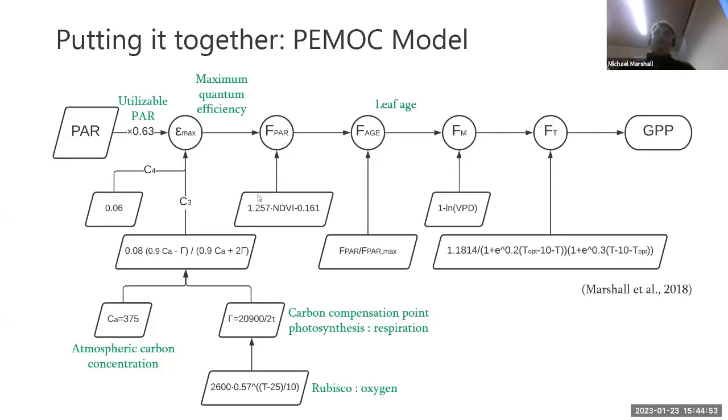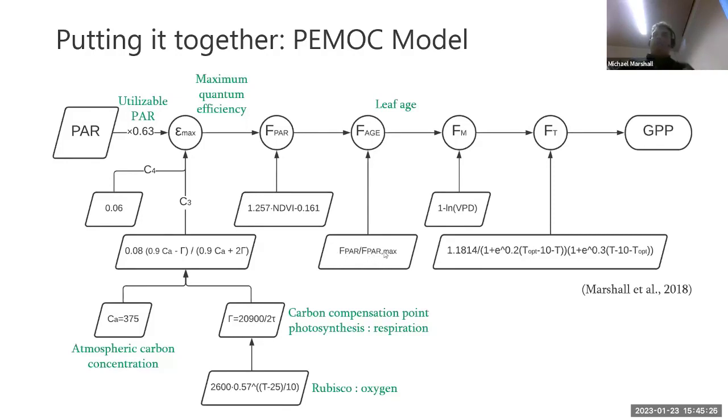And then you have fPAR. In the case of this model, I use NDVI, but other models use EVI. Some use ratio-based approaches versus this linear approach that I show here. Leaf age, my model includes leaf age. A lot of models don't. Only one model that I know of includes diffuse light versus direct light. And this is basically calculated as fPAR divided by fPAR max.